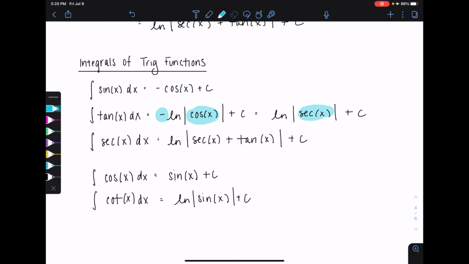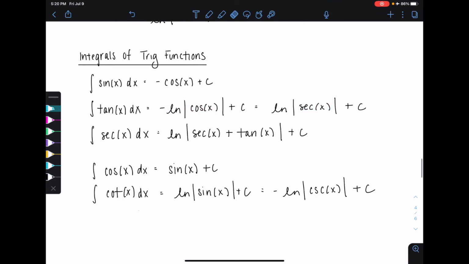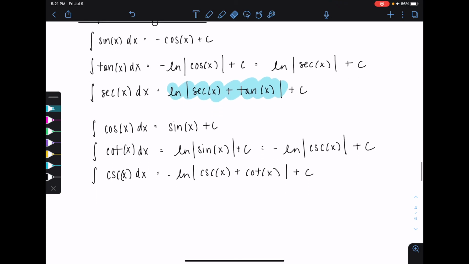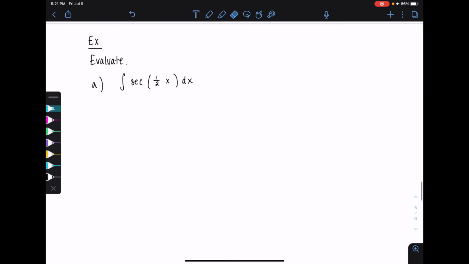Likewise, instead, on the inside, I could put cosecant, but I have to change the sign out front. So that would give us negative natural log of cosecant of x plus c with those absolute values. And then finally, the antiderivative of cosecant of x is again very similar to this, but negative. So we get negative natural log of cosecant of x plus cotangent of x plus c. So now we've got all of our trig functions. Let's go ahead and try some integrals.